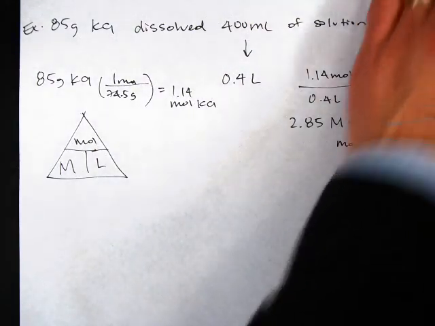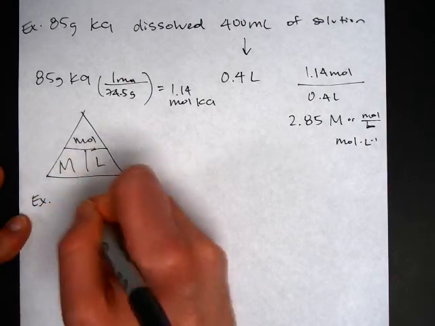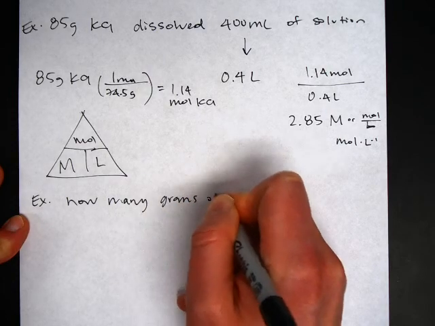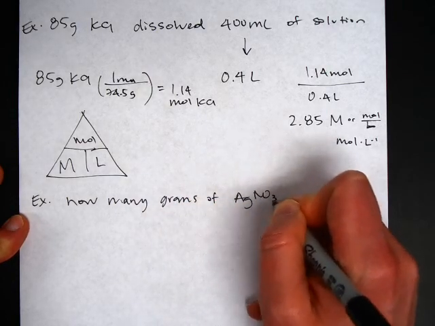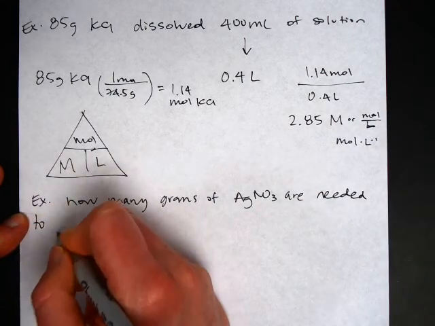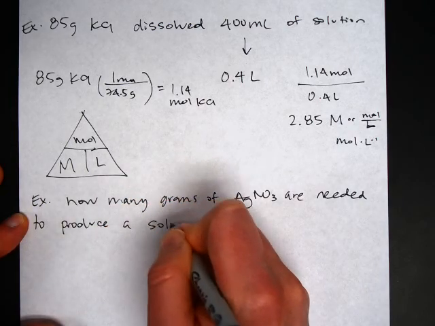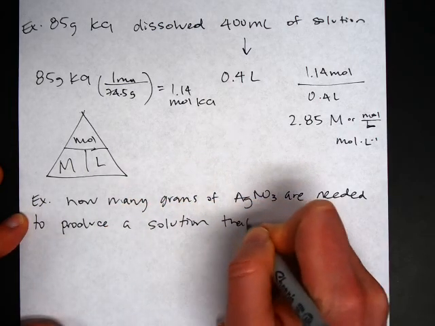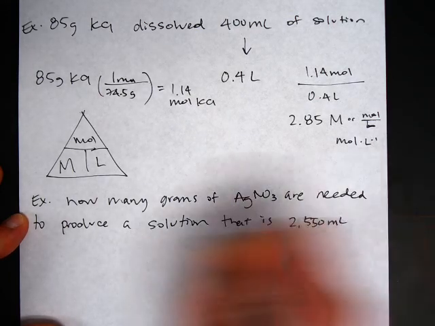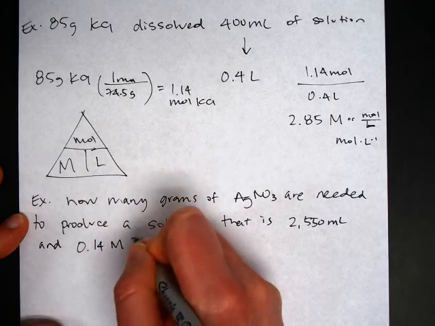So for example, if I told you that you had, I don't know, the question said, how many grams of silver nitrate are needed to produce a solution that is 2,550 milliliters and 0.14 molar.